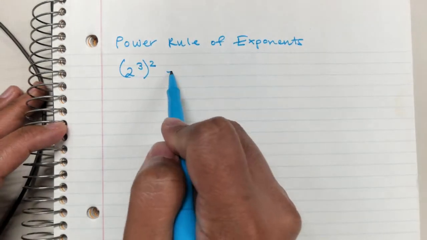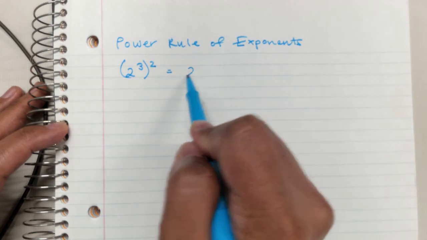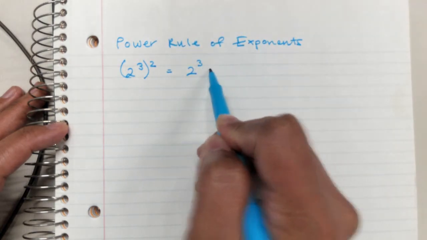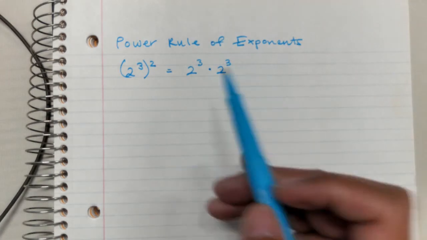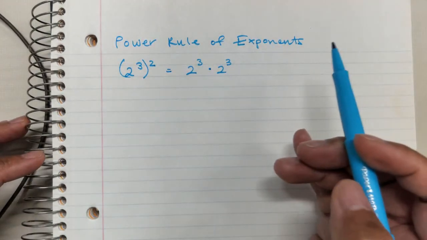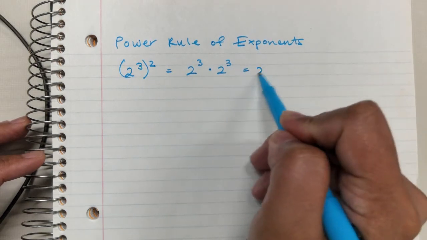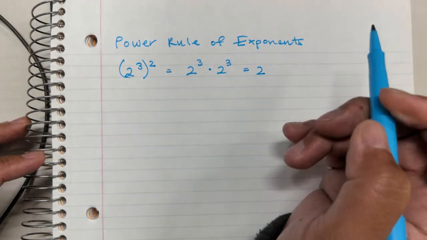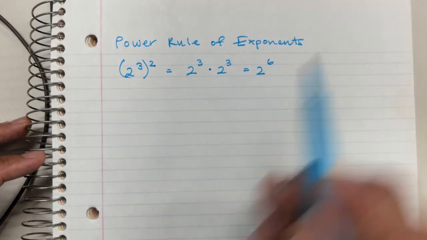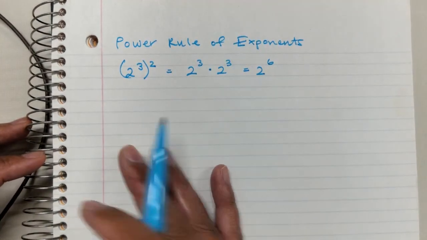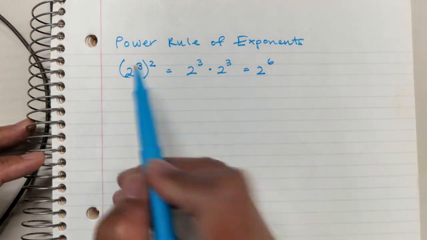I can rewrite this, since 2 to the third is raised to the second power, I'm going to get 2 to the third multiplied by itself. Okay, 2 to the third times 2 to the third. If I use the product rule, I keep the base and I'm going to add the exponents. So that is going to be 3 plus 3 is 6.